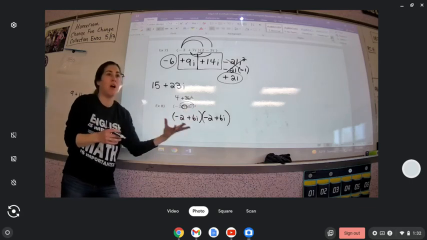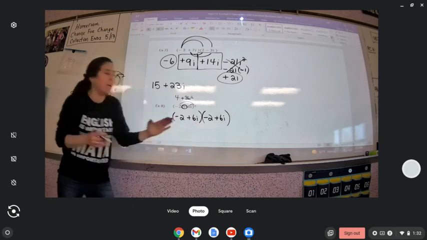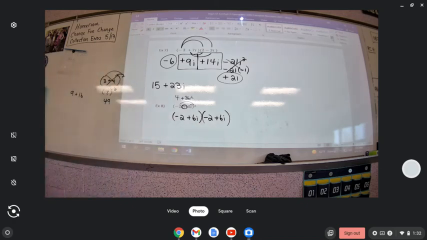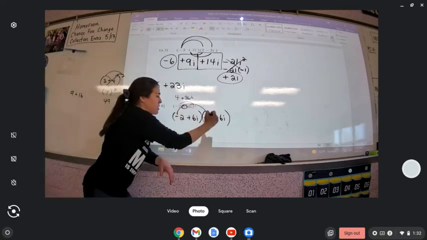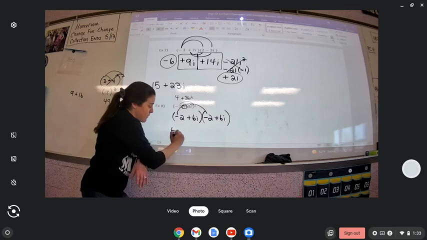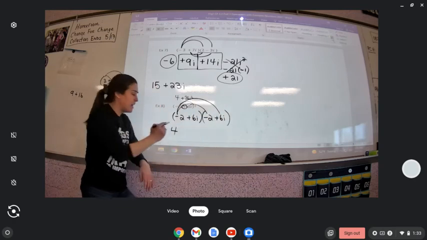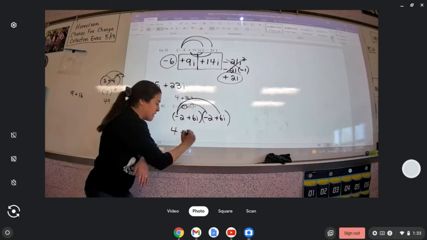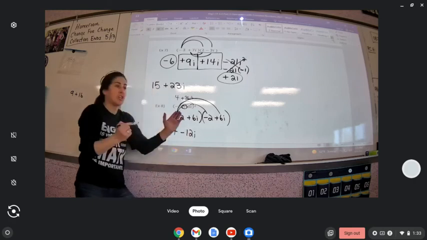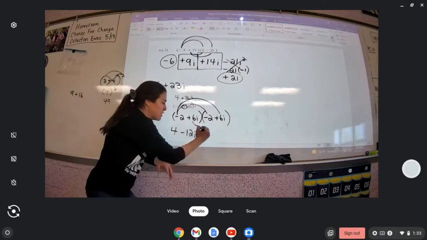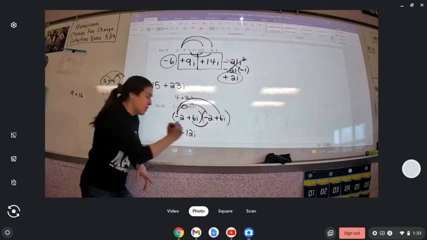It means to multiply it by itself twice. And then once you do it, what kind of problem does it become? It's a FOIL in disguise. That's all they are. And now we're just going to distribute this right out. So what's negative 2 times negative 2? Positive 4. What's negative 2 times positive 6i? Negative 12i. And then we're going to distribute our positive 6i. What's positive 6i times negative 2? Negative 12i.